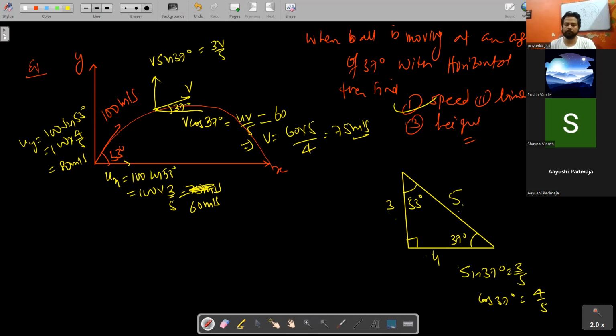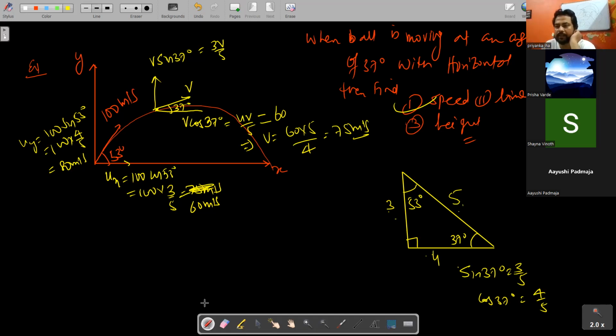So does this trick work for all angles? It should, right? Yes, yes. It's a general concept. There is no trick here. Done? Written? Yes, sir. Okay. Everyone has written?